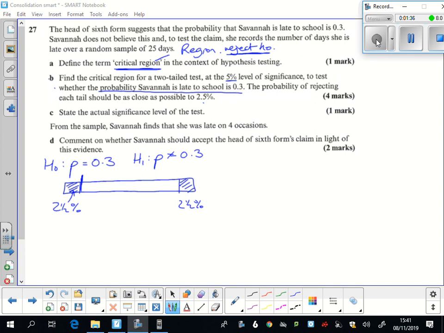To do that, we're going to add up from 0, the lowest end here, up to a number. Now I don't know what that number might be. I'm going to guess to start with at 3. And we're going to add that up, 25 choose x, 0.3 to the x, 0.7 to the 25 take away x. And we'll see what that adds up to give. Let's put that in the calculator.